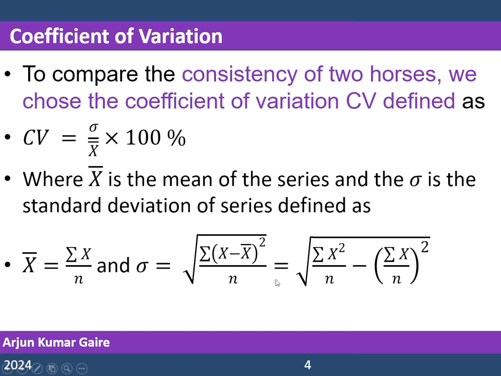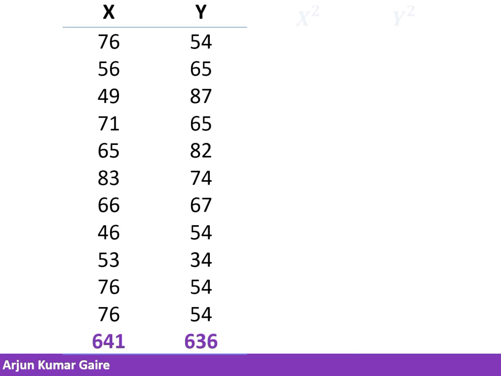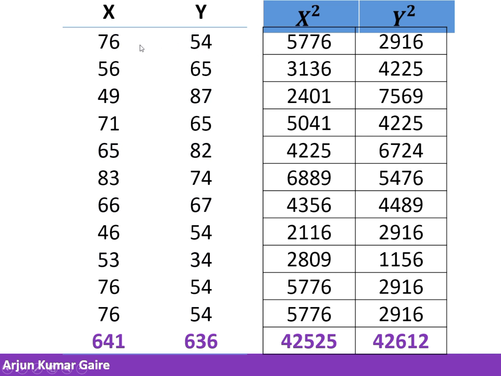For calculation purposes, we can use this second formula: summation x square by n minus the whole square of summation x by n. For this, we have the x series of data and their sum, the y series of data and their sum. We need to compute x square and y square, the square of each variable, and sum, we get the sum of x, sum of y, summation x square, sum of y square. These calculations help to compute the mean and standard deviation of the data.